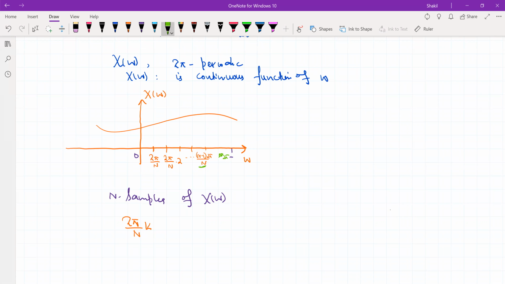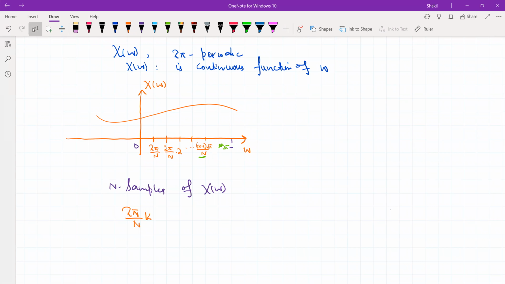So how we are sampling this, please pay attention. We sample this omega and we write it omega k equal to 2 pi by N times k, where k is varying from 0, 1, 2, so on up to N minus 1. So these are N samples of this omega starting from 0, and we are taking this in the interval from 0 to 2 pi. So we sample this X of omega between 0 to 2 pi, and we take N samples of this.